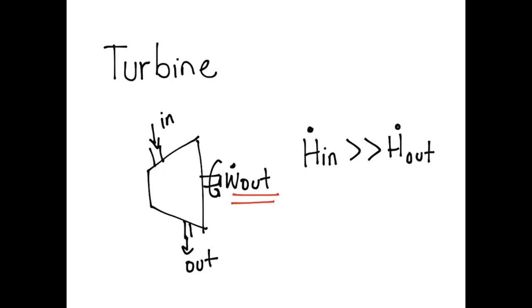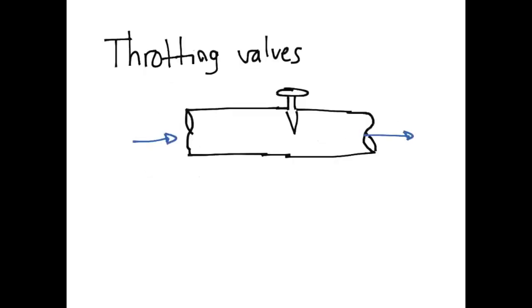The first law is exactly the same as the one we saw in the previous video. A throttling valve, for instance, is a device that we usually use in pipes in order to regulate flow.